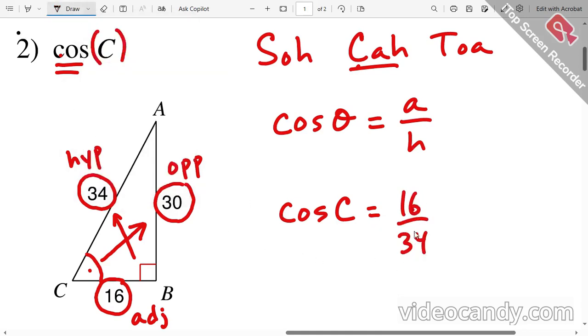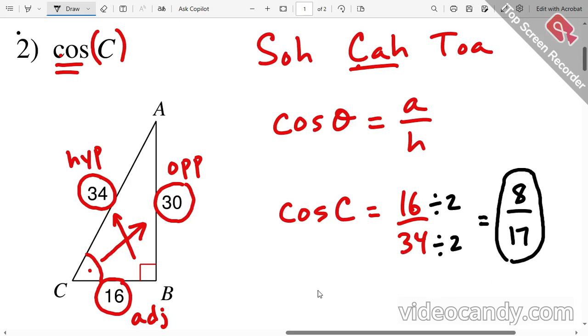These are both even numbers, so I'm going to start by dividing by 2. Make sure you do the same number on the top and bottom. 16 divided by 2 is 8. 34 divided by 2 is 17. 17 is a prime number, so that is the fraction in reduced form.